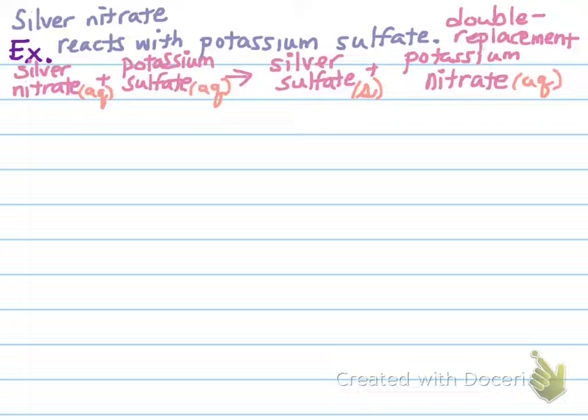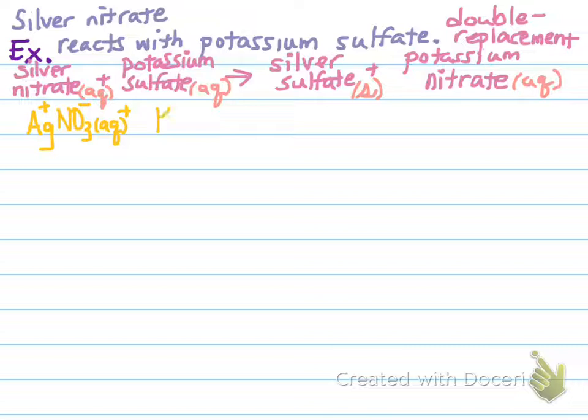All right, next step. To take this word equation and make it a skeleton equation, so everything is in symbols. And remember, I want to leave room in front of my compounds for coefficients. So silver is Ag. Charge on my helper sheet is +1. Nitrate is NO3. Charge is -1. Nothing to do with crisscrossing. So there's my silver nitrate.